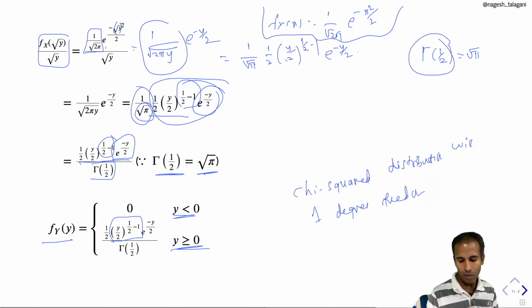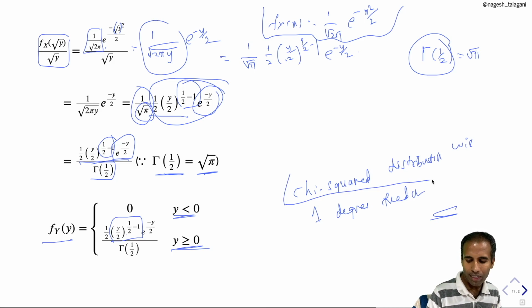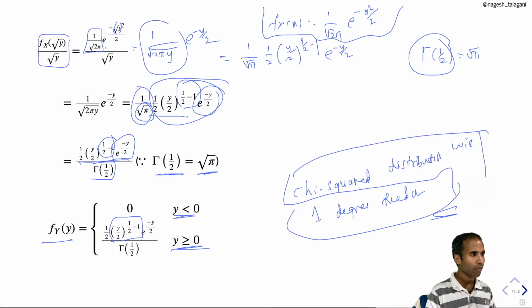Fine. Okay, so these things will come up later. We will study them in detail. In general, what is the chi-square distribution with n degrees of freedom? This is one special one which we call chi-square distribution with 1 degree of freedom. Okay, fine.